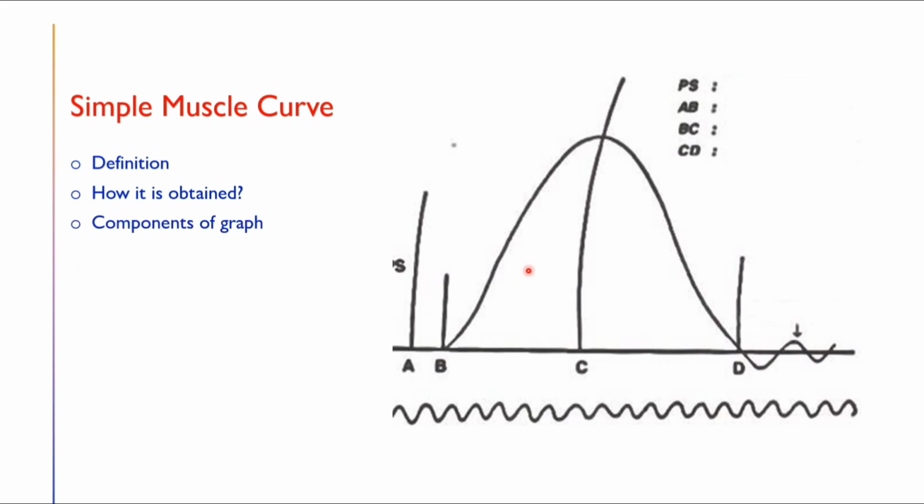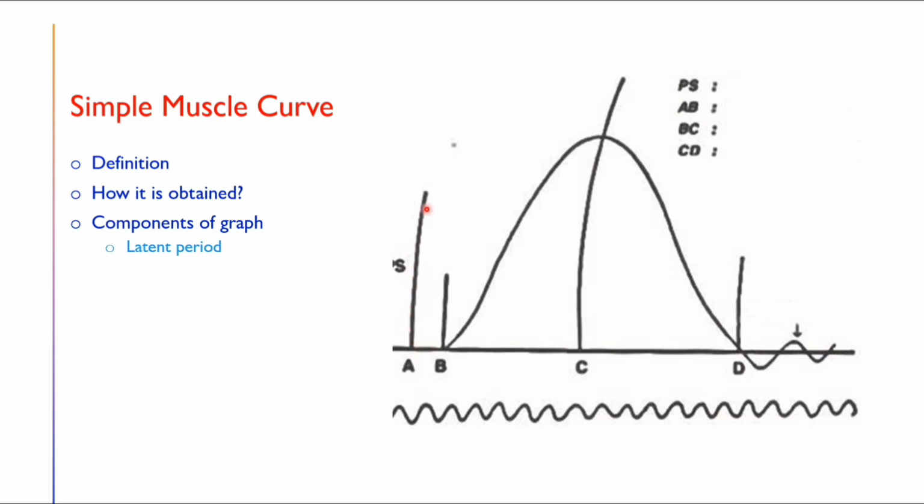Now what are the components of simple muscle curve? Basically there are four components of simple muscle curve. A to B is the first section, B to C the second section, C to D the third section, and after D is the fourth section. One by one we'll take each of them. First is latent period. So latent period is from A point to B point.